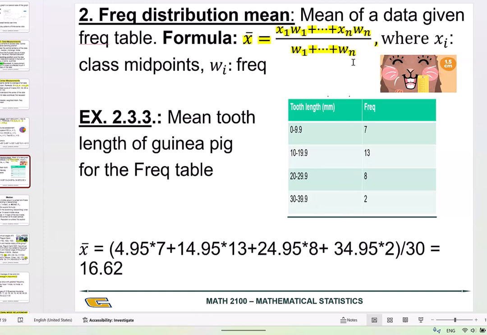And then you multiply by the frequency. So this one, you have 7. This one, you have 13. This one, you have 8. And this one, you have 2. And you divide by the total, which is 13. So you can also get the mean for a data set given as a frequency table.